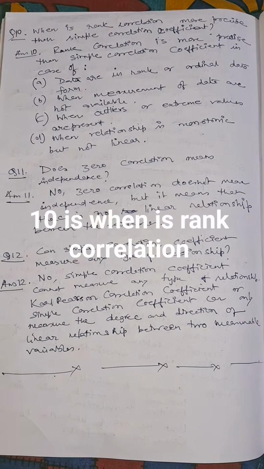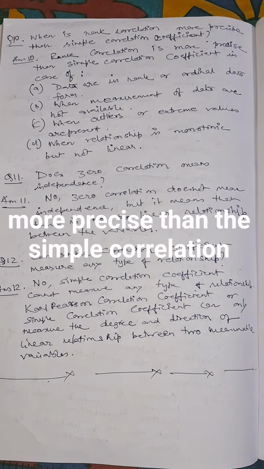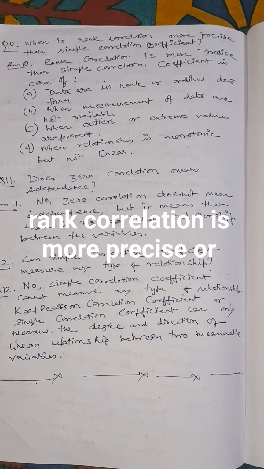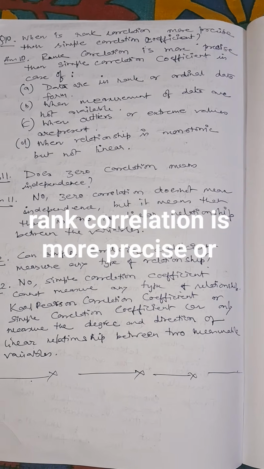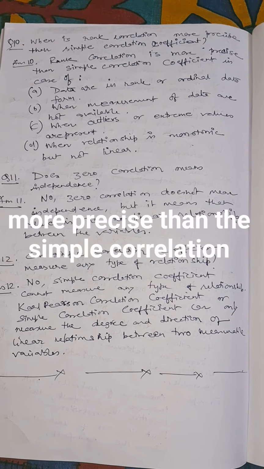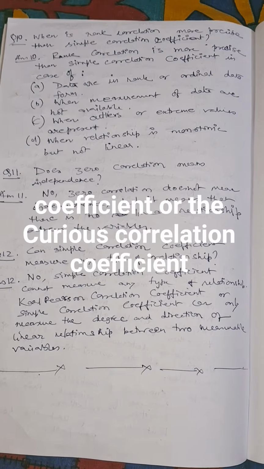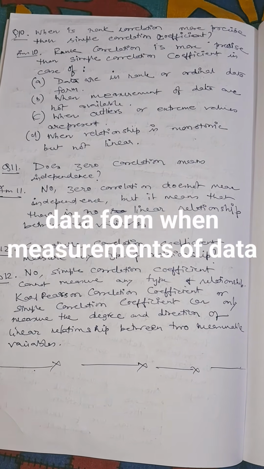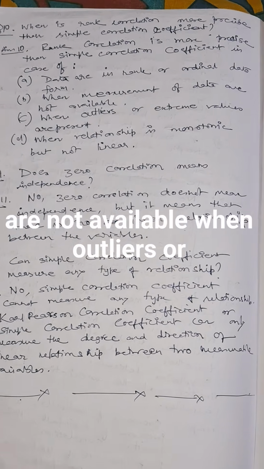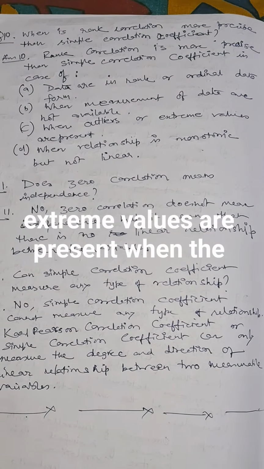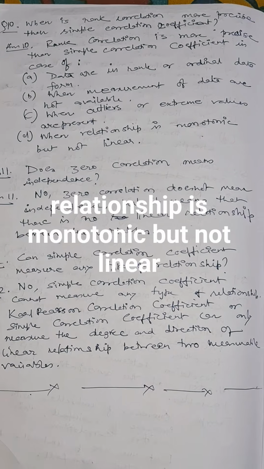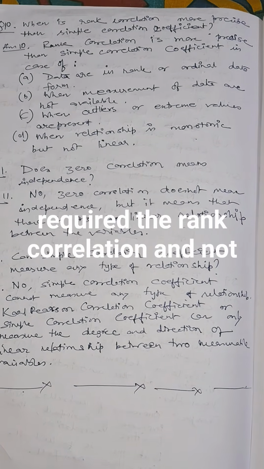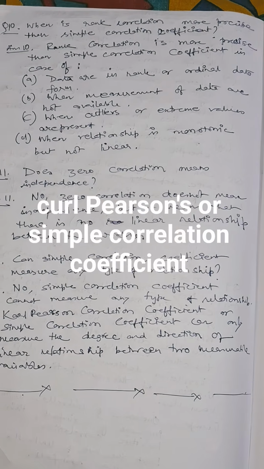Question number 10 is, when is rank correlation more precise than the simple correlation coefficient? The answer is, rank correlation is more precise than the simple or Pearson's correlation coefficient when the data are in rank or ordinal form, when measurements of data are not available, when outliers or extreme values are present, or when the relationship is monotonic but not linear. In these cases, we require the rank correlation and not Pearson's or the simple correlation coefficient.